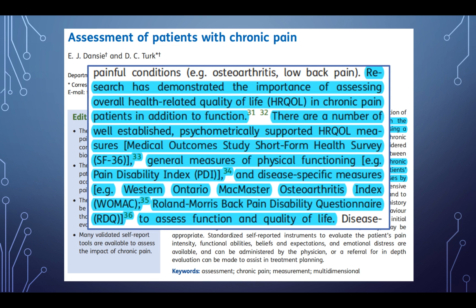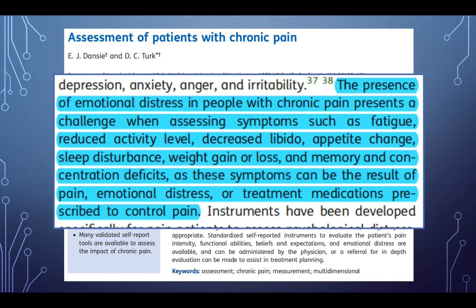And then disease-specific measures such as the Western Ontario McMaster Osteoarthritis Index, and then the RDQ to assess function and quality of life. There's also a ton of other ones too. Those are some good ones, and you can just find them online, print them out, and have your patients fill them out. Good to know, and then have pre-post objective data.